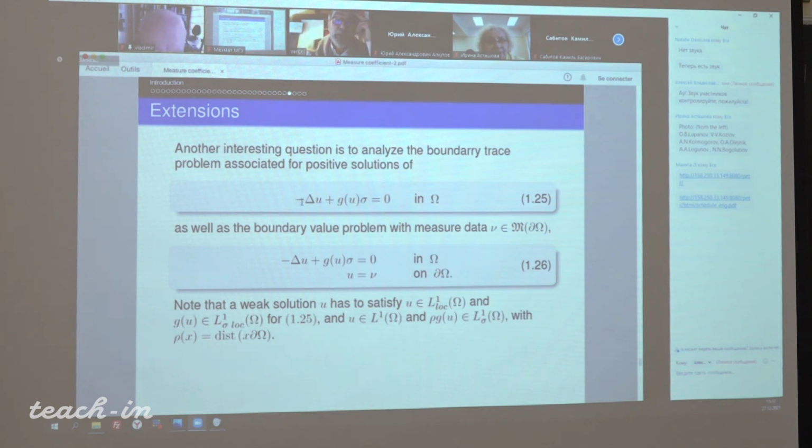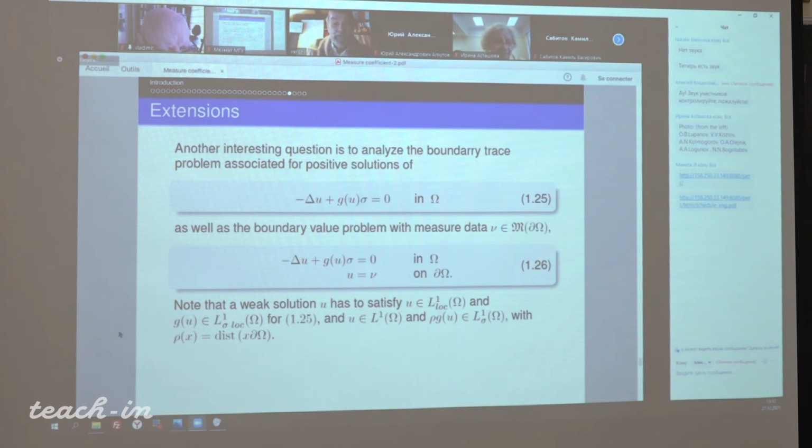Boundary trace: you look at any positive solution of minus Laplacian of u plus g(u)σ in Ω, with no boundary condition. There is another problem which is interesting, where you could solve the problem with a boundary condition, with a possible condition on the boundary. Okay? This is the boundary condition.